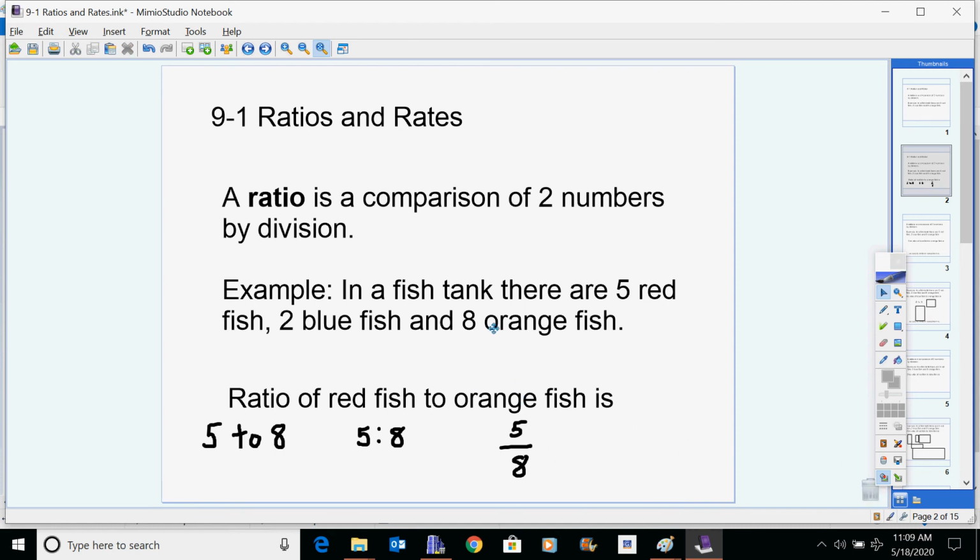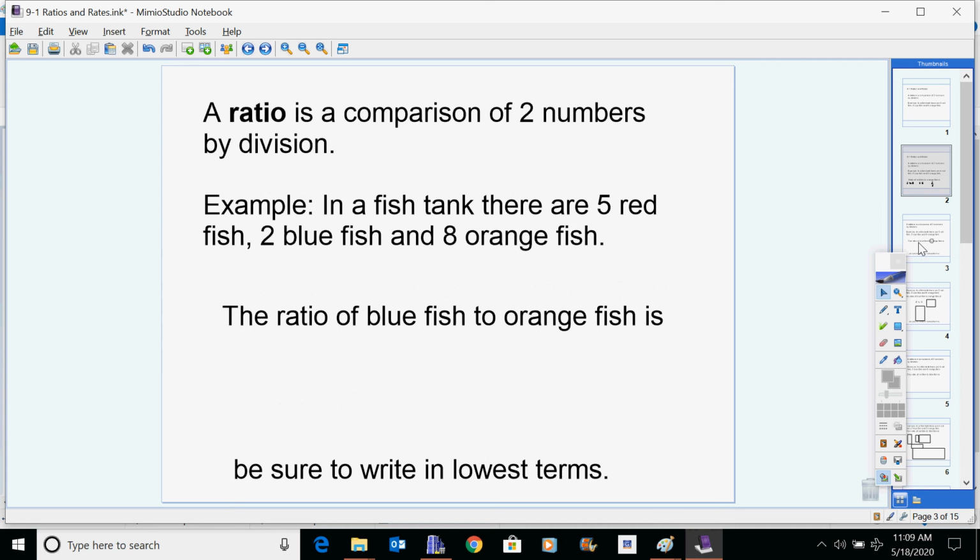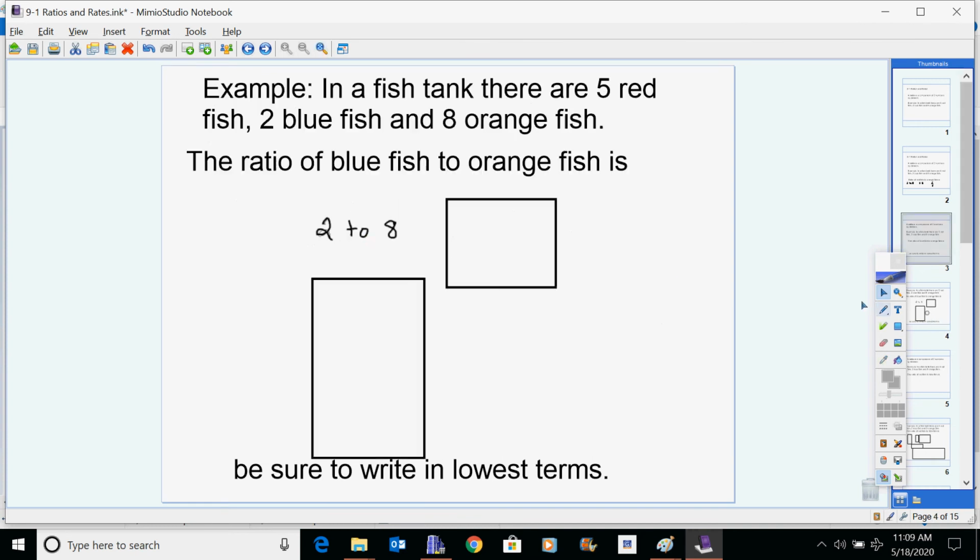5/8 is probably your most familiar, especially when we get to the idea of reducing. Because just like fractions can be reduced, ratios need to be reduced no matter what form you find them in. So with the same fish tank, we can consider the ratio of blue fish to orange fish. So if we're doing that, we have 2 blue fish and 8 orange fish. So we would say, okay, 2 to 8.